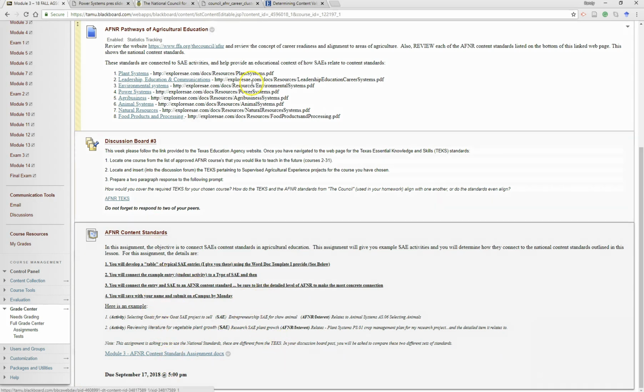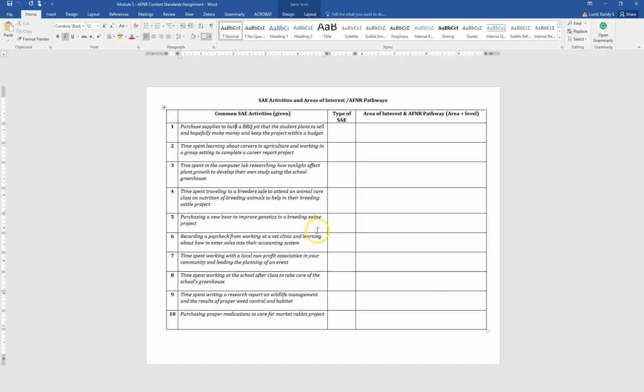Let's take a look at this document. I've got to pull that up here. So this is what your document template is going to look like. Oh, looks like I already got a typo in there. I apologize. Purchase supplies to build a barbecue pit that the student plans to sell and hopefully make money and keep the project within a budget.